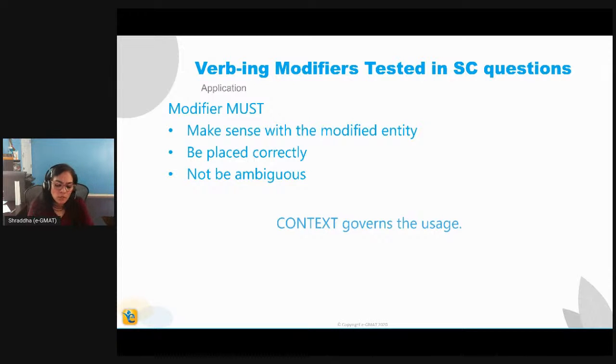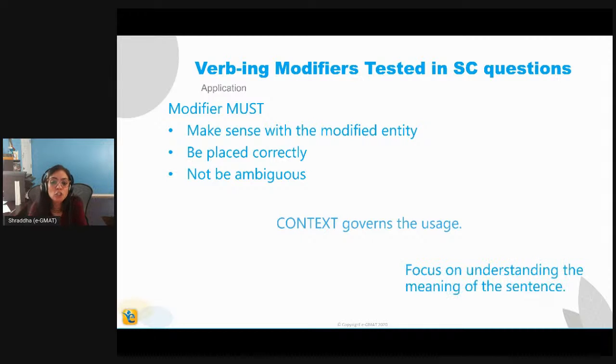Most of the time, students ask how to understand whether a verb-ing modifier has been used to modify a noun or an action. The answer is the context of the sentence. You must read the sentence very well, extract the logical intended meaning, and then decide whether in the context of the given sentence it will make sense for the verb-ing modifier to modify a noun or an action. That is why focusing on the logical intended meaning of the sentence is so important.